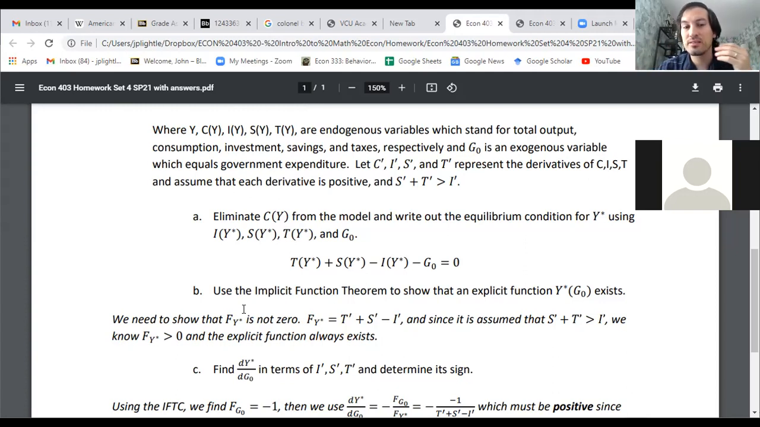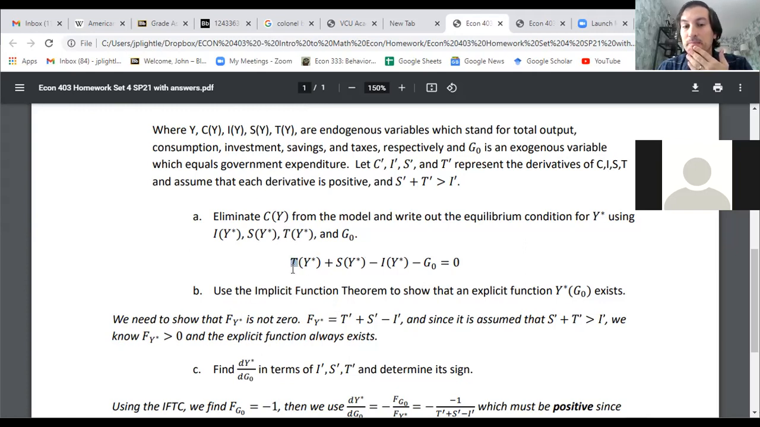So in this case, what do you have to do? You have to show that f y star is not 0. That's how you use the implicit function theorem to show an explicit function exists. And it's this in particular, not dy dg0 equal to 0. I'm not sure why people had that. That's not what you're looking for. You're looking for the derivative of this entire implicit function with respect to y star not being equal to 0.